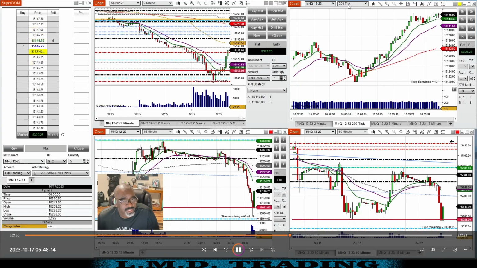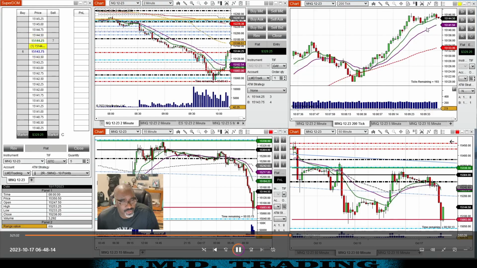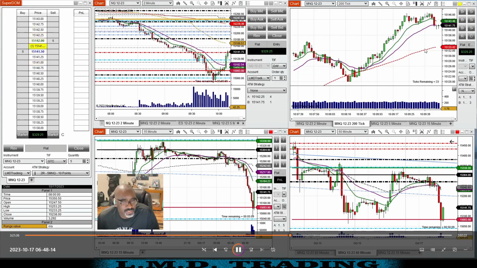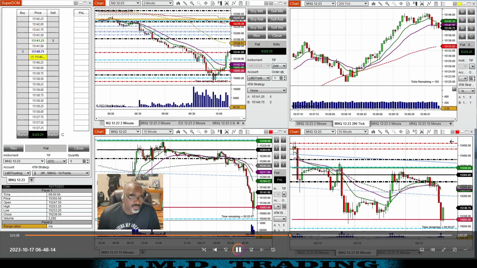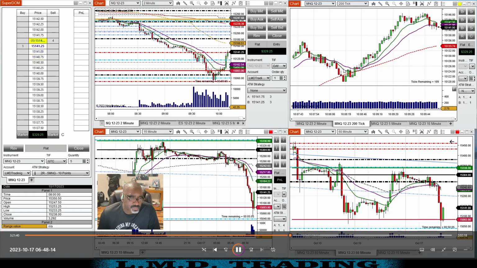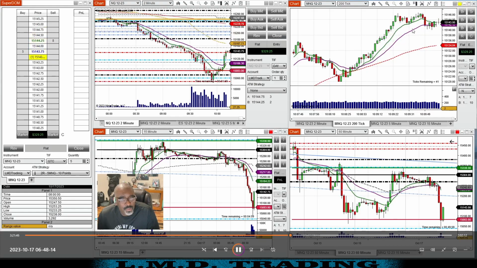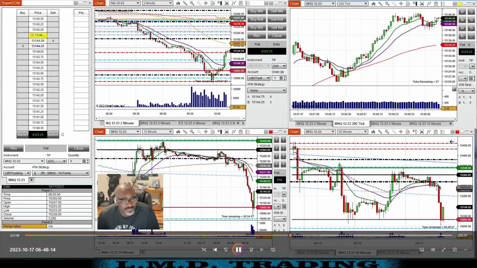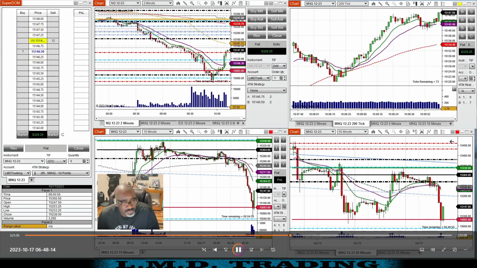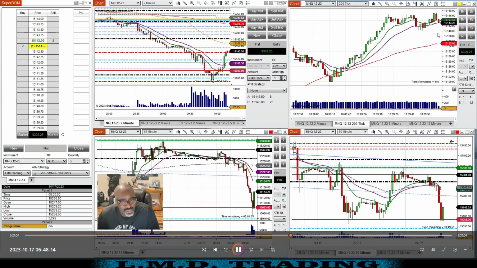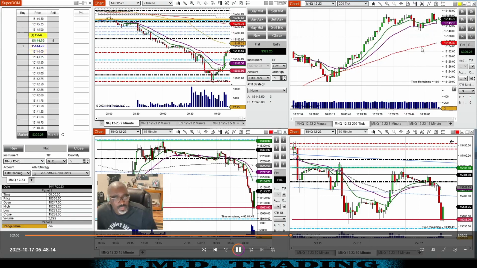MNQ 200 tick chart is in an uptrend, fast is above the slow, which is above the 60 simple moving average. If you notice, when this made this move down, it caught support at the 60 moving average. So I would expect if this fails and comes back down, it should catch support at the 60 moving average. So that's what I'm going to be looking for.